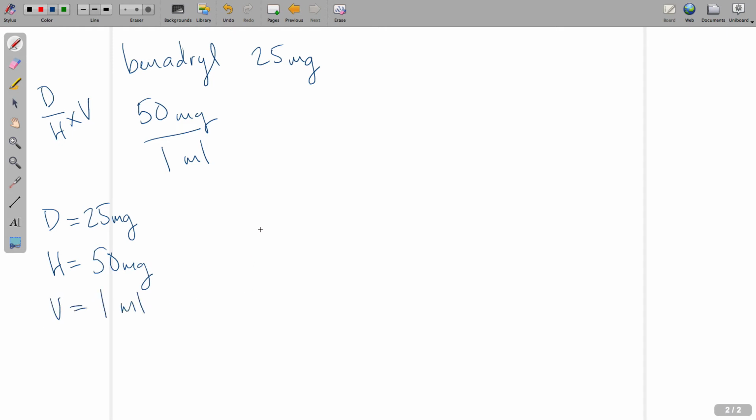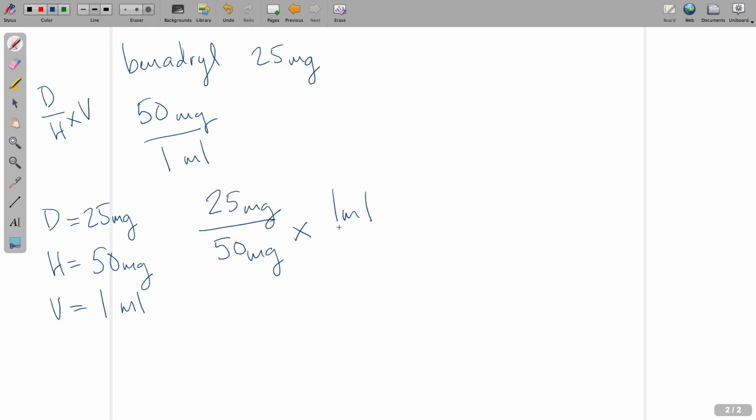All right, so let's take a look at what it looks like now. If you were going to write this out, you would say that the desired dose is 25 milligrams divided by what your on-hand dose is, which is 50 milligrams. And I'm going to include the 1 milliliter here only so that I include all of the components. But just understand, anytime you're multiplying by 1, you can simply omit that piece.